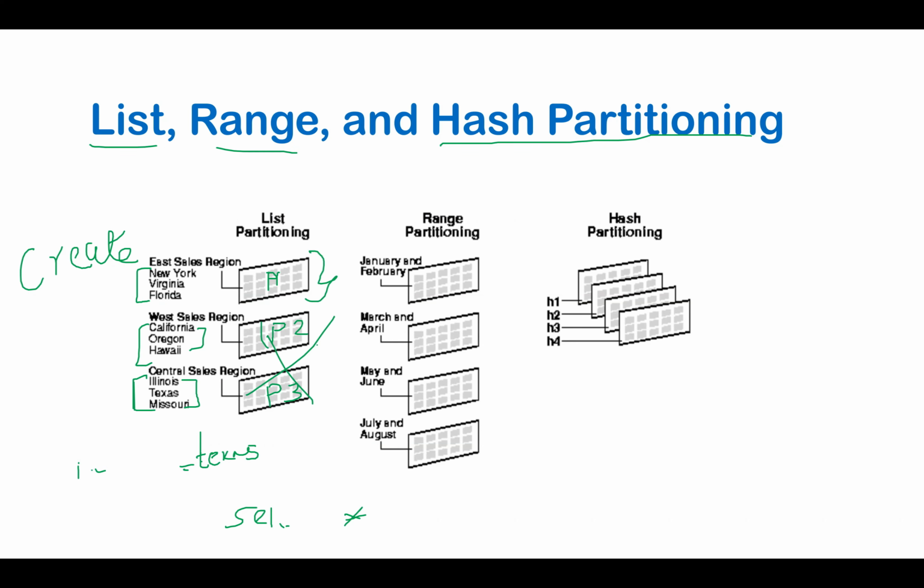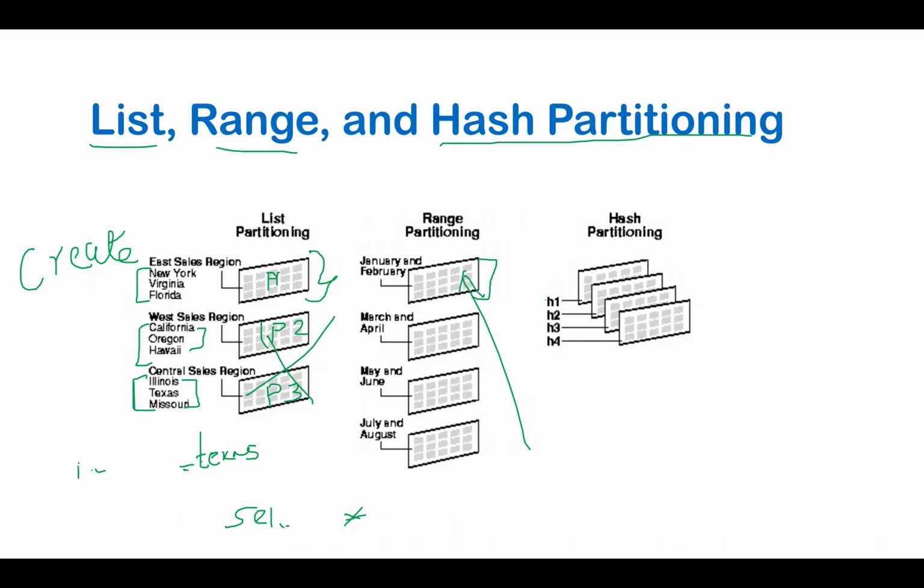Inside that, you can also go for one more partition, a range partition. That is composite partitioning. For the range partition, you use months: January and February is one partition, March and April, May and June. So you are selecting 2 months. That is how you can restrict the data, so it goes directly to this particular partition.